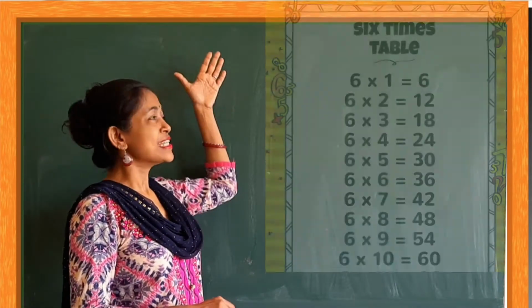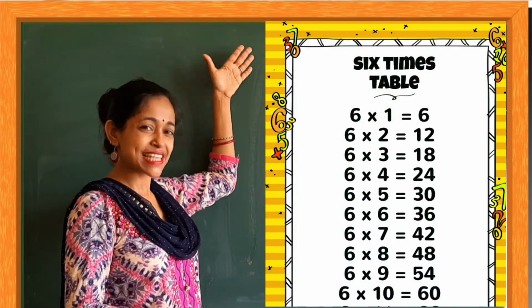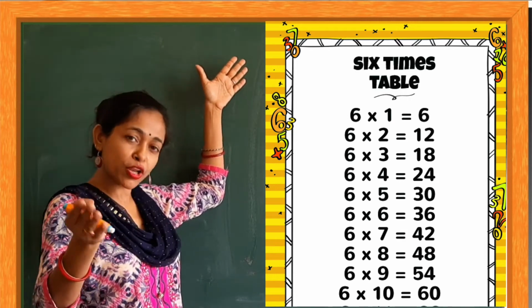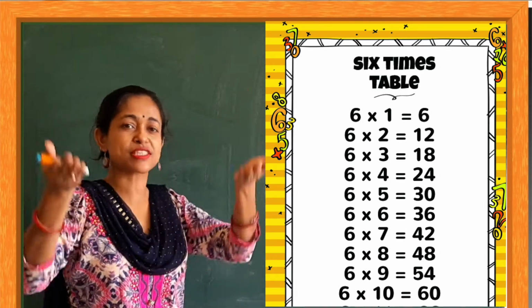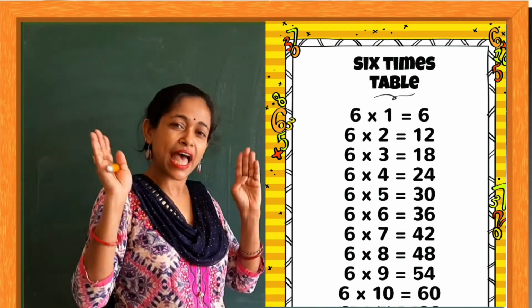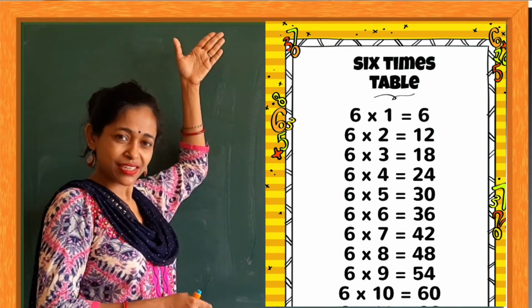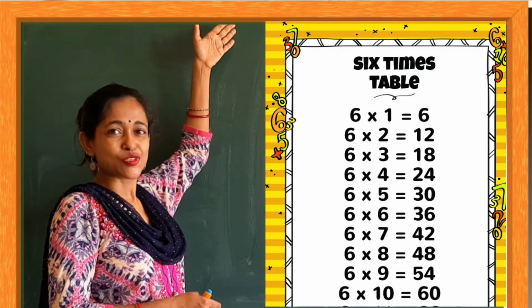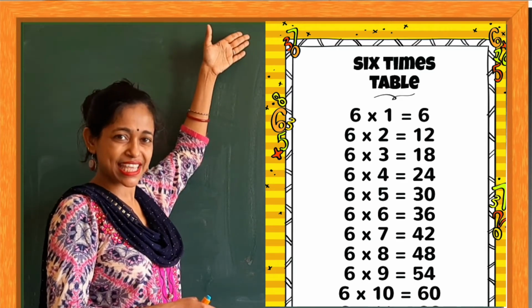Let us start. 6 ones are 6. 6 twos are 12. All of you will repeat after me. You stand up wherever you are sitting. Stand up on your feet and then repeat with my verse. Okay. So 6 ones are 6.